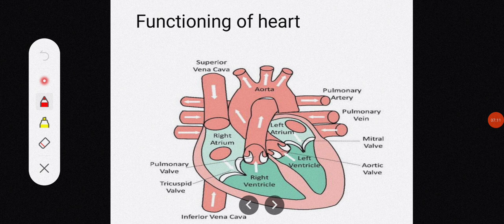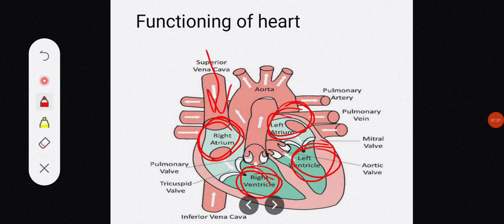We know the heart has 4 chambers: 2 atria, the right atrium and left atrium, and 2 ventricles, the right ventricle and left ventricle. Now the right atrium receives the impure blood from the various parts of the body through the superior vena cava. So through the superior vena cava, the right atrium receives the impure, or deoxygenated, blood from various parts of the body. Then the right atrium pumps all the deoxygenated blood into the right ventricle.